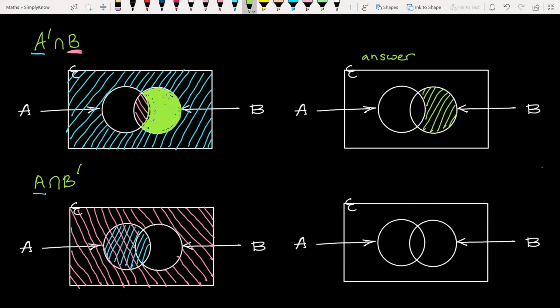Now again, do you see this? This is the area that is shaded twice. So this should be our answer, this particular area. So in our final answer, let's shade this area. This is A intersection B complement.